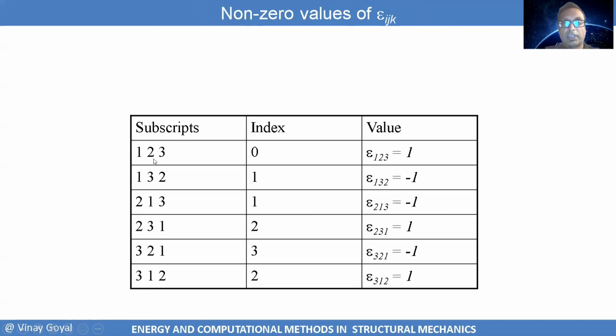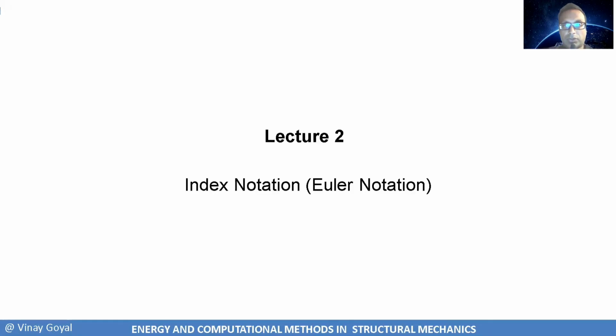So if I have epsilon 1, 2, 3, that's 1. If I have epsilon 1, 3, 2, that's minus 1. And if I have epsilon 2, 1, 3, that's minus 1, and so forth. So that concludes the short lecture on index notation. What I want to do now is derive all these, but by hand. Let's do that.